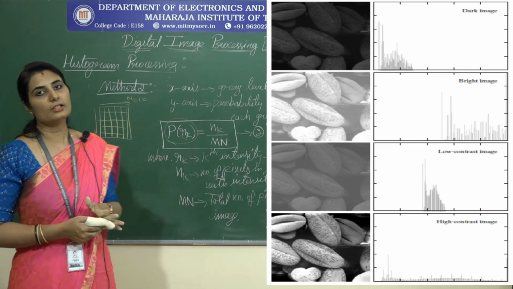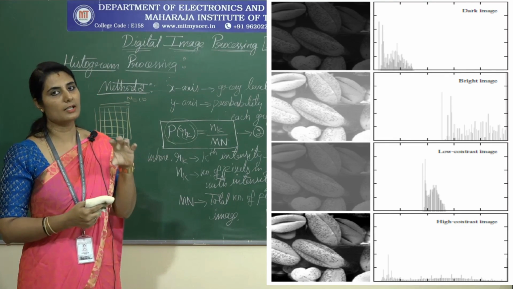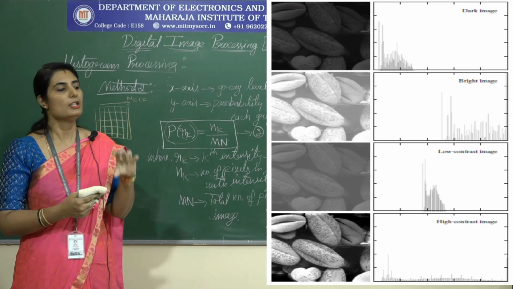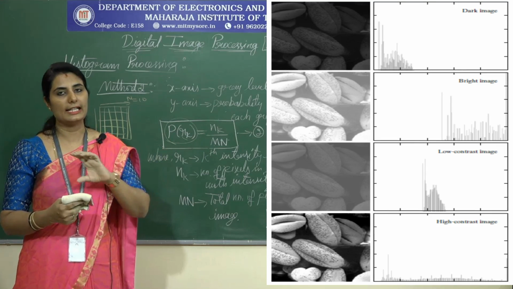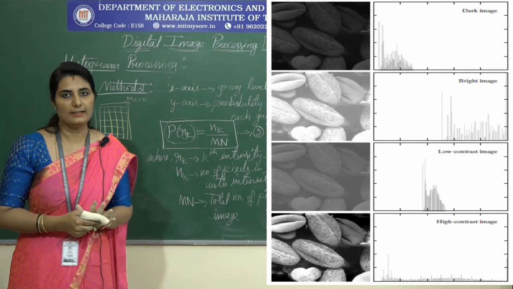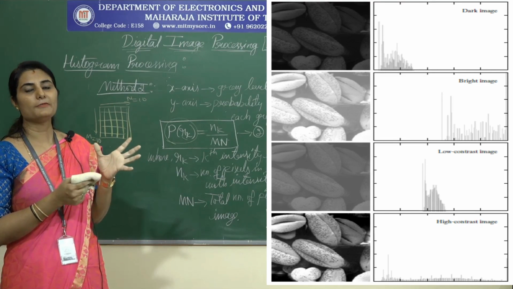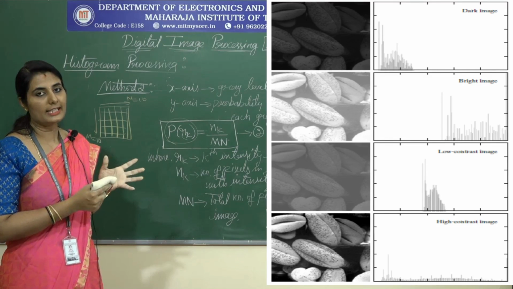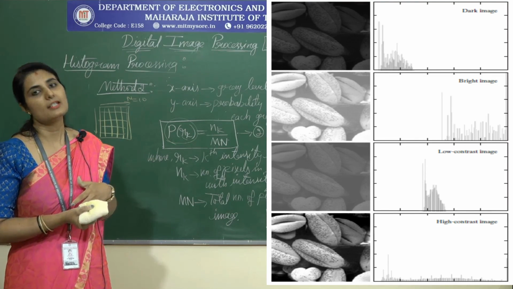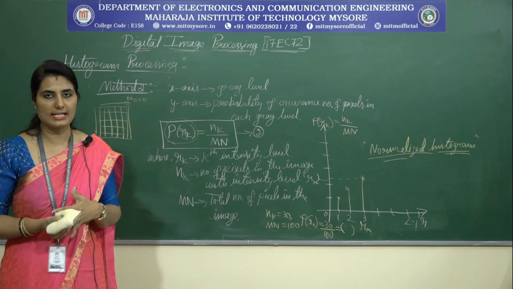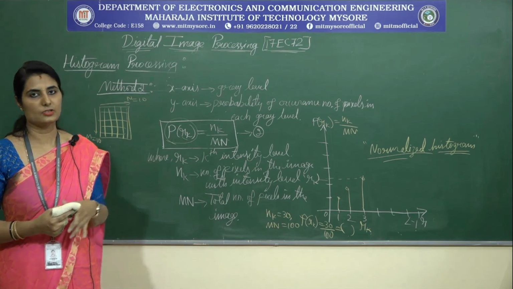So to say that an image is of good quality, the histogram plot should be uniform and distributed over the entire range of intensity levels. By using these histogram plots, we can identify the quality of an image, and we can also modify the quality of the image by using histogram equalization. We will study histogram equalization in the next topic.